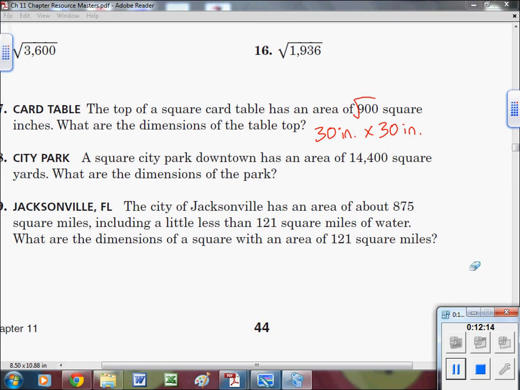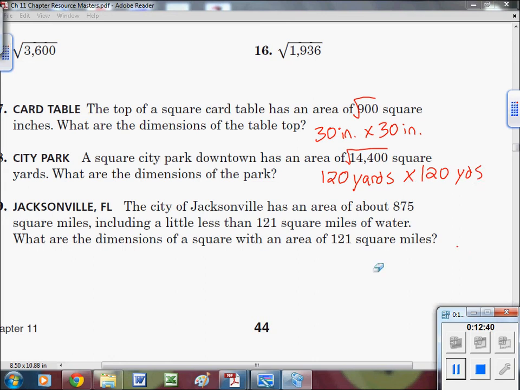Okay, and the city park one is an area of 14,400. Well, if you ignore those zeros for a moment, that's 144. We know the square root of that. The square root of that is 12. So the square root of 14,400 is going to be 12 with one 0 after, or 120. So that means the dimensions of this park are 120 yards by 120 yards, or just YDS for yards.